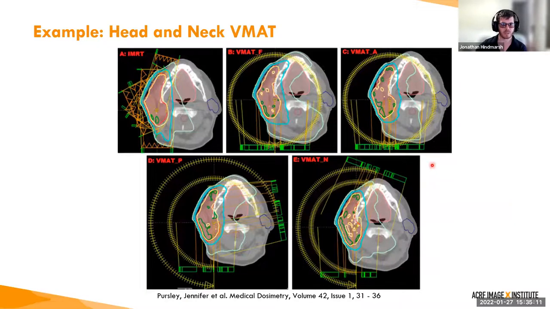And this is an example of head and neck VMAT treatments with different field arrangements. The idea with these treatments is to make the dose as conformal as possible. I think this is a five-field IMRT. These two are both full arc VMATs, and then we've got two partial arc VMAT treatments. The difference you can see between them is the extent of the low dose and the conformality over the target. The high dose in this case is the dark green, and the low dose is light green.